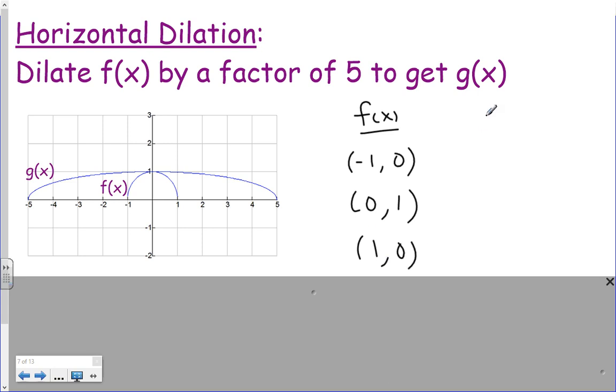And the question is, where do those points end up when we look at function g of x on the transformation? The point that was at (-1, 0) looks like it's been stretched all the way to the left there at (-5, 0).